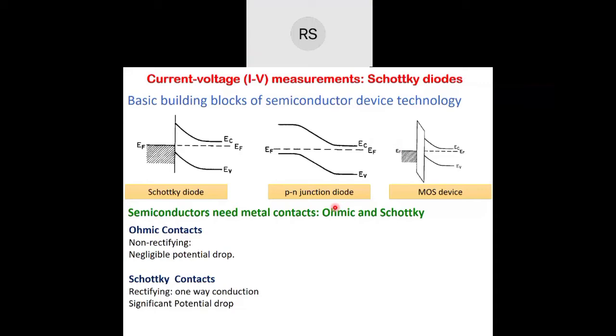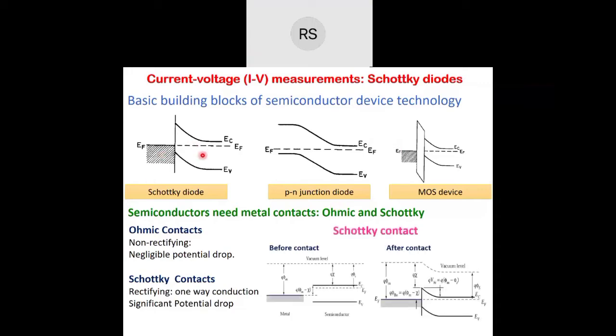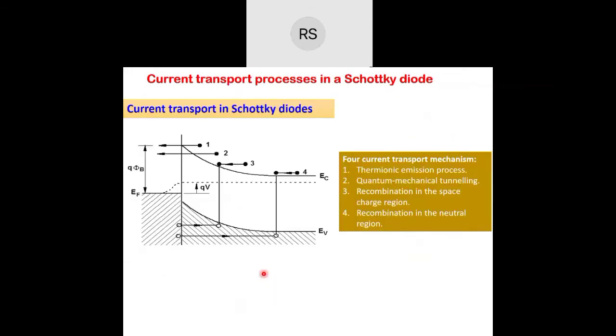So you have three types of basic devices: Schottky diode, PN junction, MOS. As I have told you in between, there is always a barrier. This barrier actually gives the non-linearity in the IV characteristics. And there are different types of current transports in the Schottky barrier diodes.